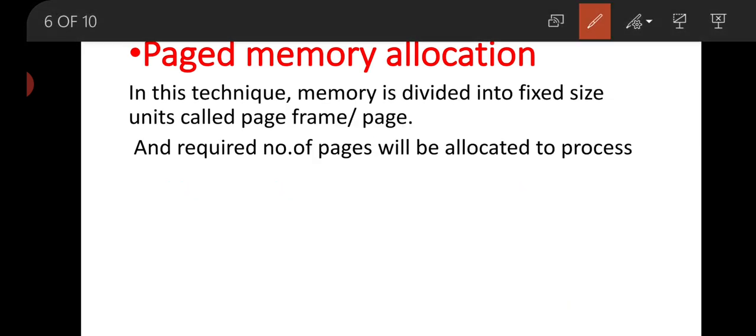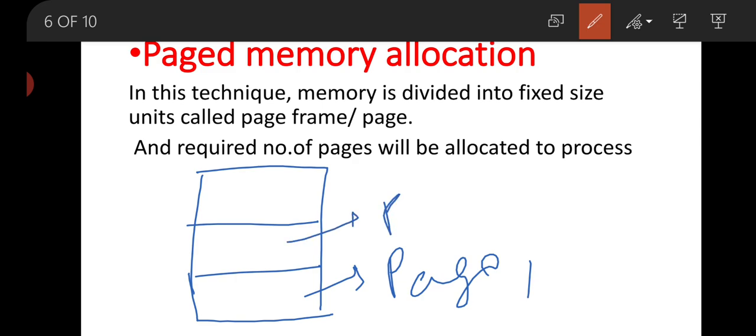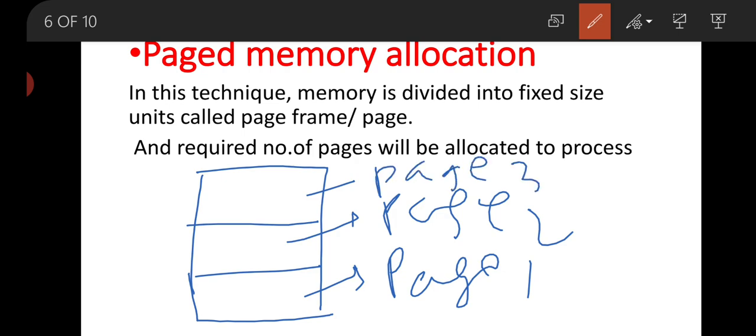Now the next memory allocation is paged memory allocation. In this technique, memory is divided into fixed size units called page frames or pages, and the required number of pages will be allocated to the process. Suppose that this is your memory block, then this is going to be divided into frames, suppose page 1, page 2 and page 3. This is called paging of memory.